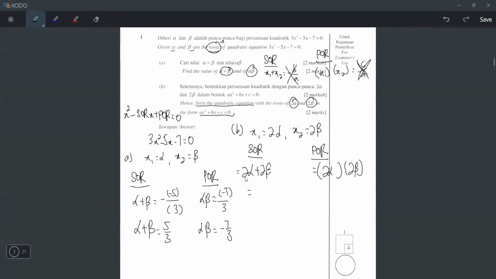So what is 2 alpha plus 2 beta? Use the previous info to help you. Like the previous question, you know alpha plus beta is 5 over 3. So what you can do is take out the 2, you factorize, and it will become 2 bracket alpha plus beta. For the alpha plus beta, just substitute 5 over 3, and you get 10 over 3, and that's it. 2 alpha times 2 beta is 4 alpha beta.